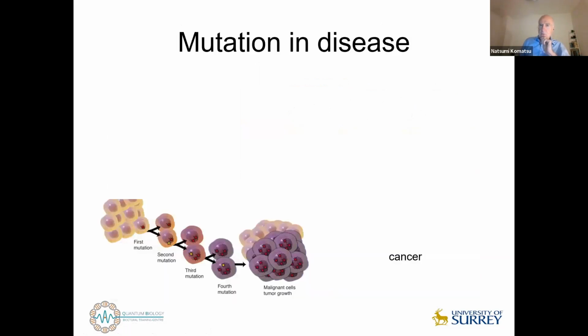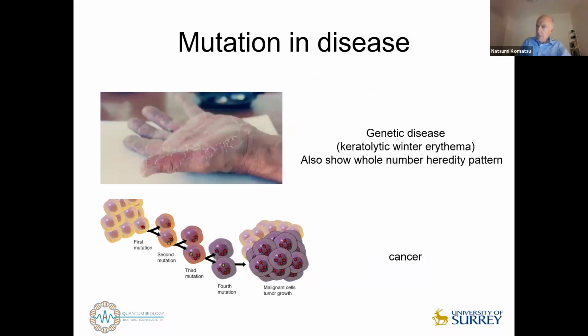It's also responsible for disease, such as cancer, as we know. We have somatic mutations, mutations that occur in our somatic tissue, which is our colon or liver, etc. Those mutations cause cells to grow in an uncontrolled manner to cause cancer. Also, genetic diseases are caused by mutations, and again, they show this whole number heredity that Mendel discovered.